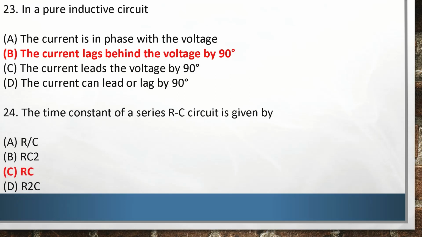24. The time constant of a series RC circuit is given by: A, R by C; B, RC squared; C, RC; D, R squared C. And the answer is C, RC.